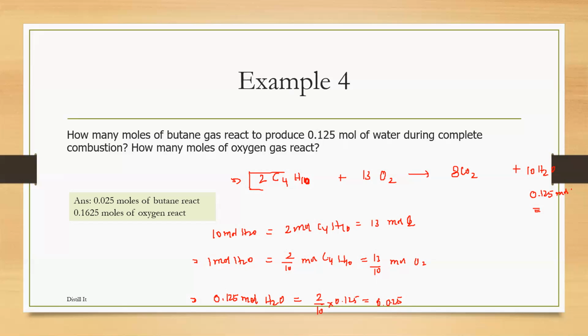All right, and then this is moles of butane, and that is equal to 13 by 10 into 0.125, which is equal to 0.1625 moles of oxygen. All right, so this should be your answer: 0.025 moles of butane and 0.1625 moles of oxygen.